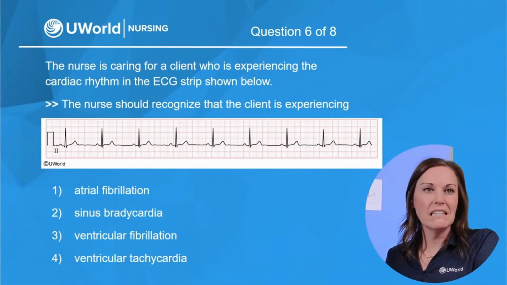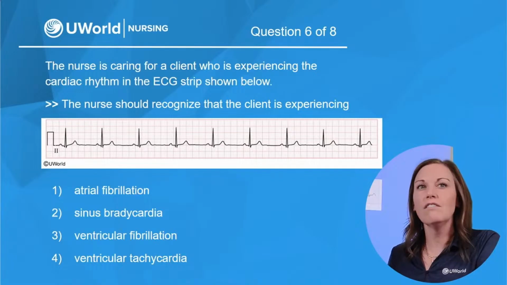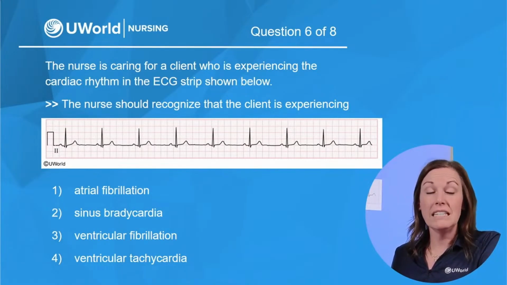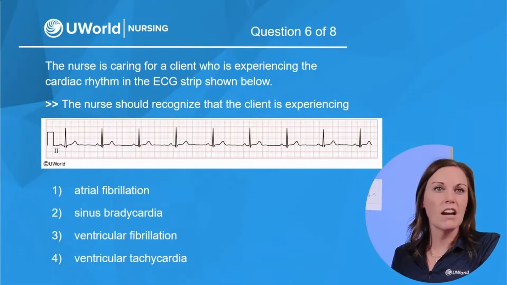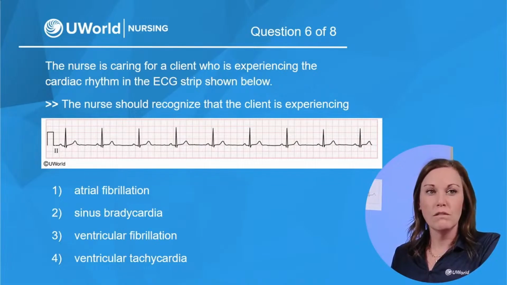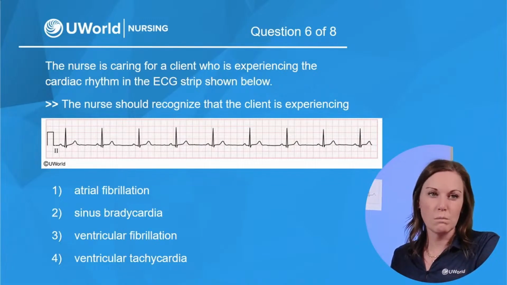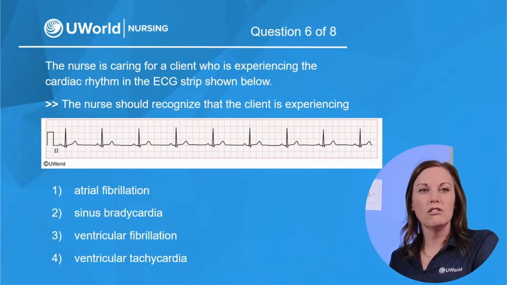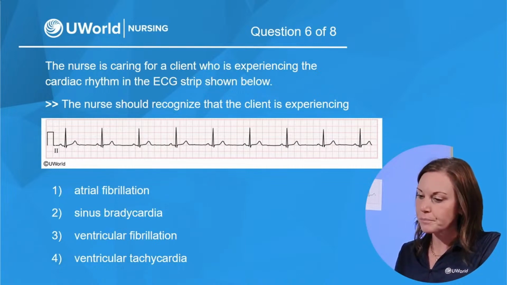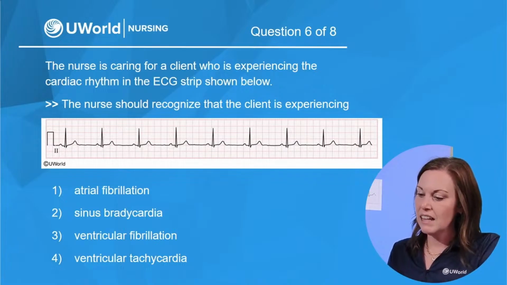Okay, question 6, moving right along. The nurse is caring for a client who is experiencing the cardiac rhythm in the ECG strip shown below. The nurse should recognize that the client is experiencing option 1, atrial fibrillation, option 2, sinus bradycardia, option 3, ventricular fibrillation, option 4, ventricular tachycardia. All right, let us know what you guys think.